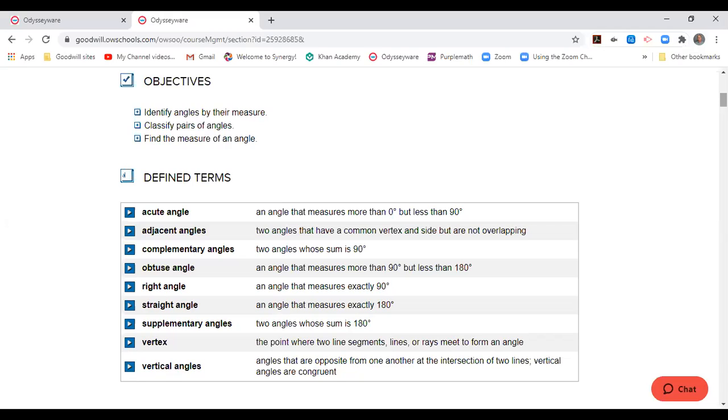So you've got a bunch of angle descriptions here, defined terms. Acute angles, less than 90. Could be 89.9 degrees. It's still acute because it's less than 90. Adjacent, complementary, obtuse, right angle. There's only one measurement for right angles. It's always 90 degrees. Straight angle. If you've never heard that term before, it's referring to a line. A straight angle is an angle that measures exactly 180 degrees.